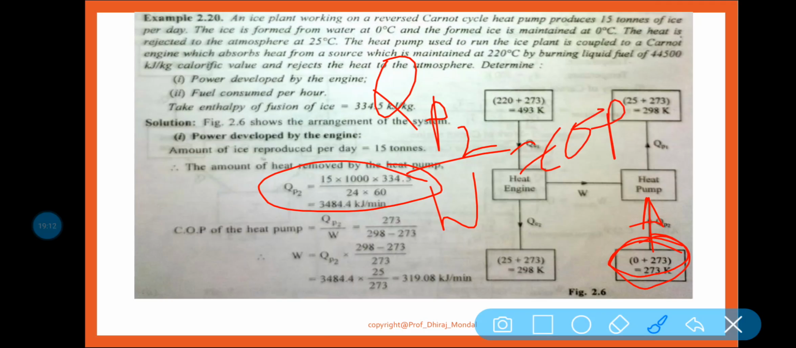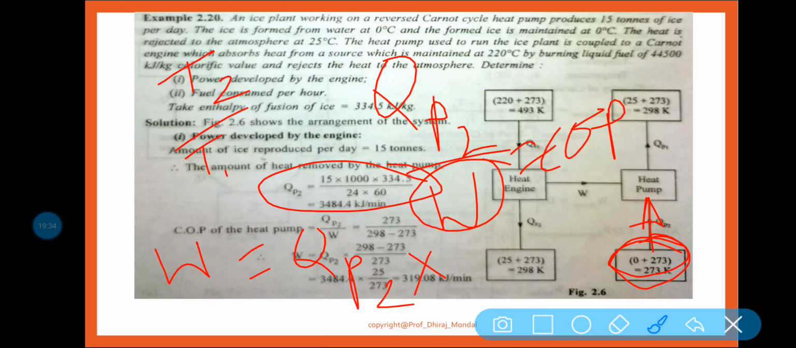Clear? Okay, this is the COP of the heat pump. Now from this equation you can find out this work input. So work is equal to Q_P2 into the COP of the heat pump. Also we can write output by input, so T2 by T1 minus T2.